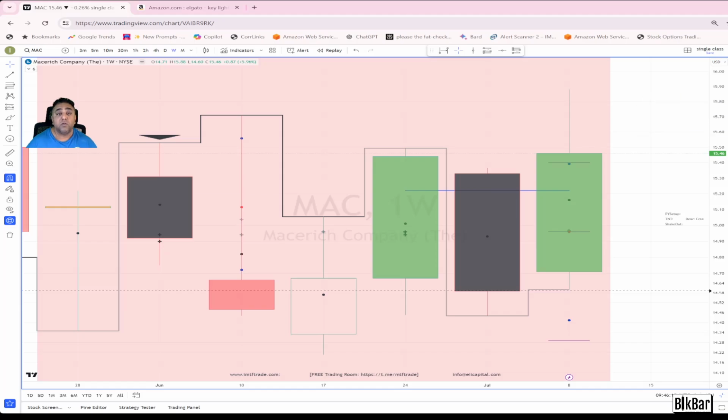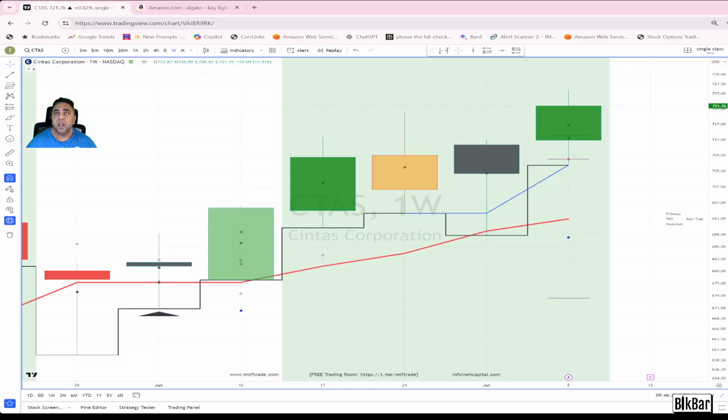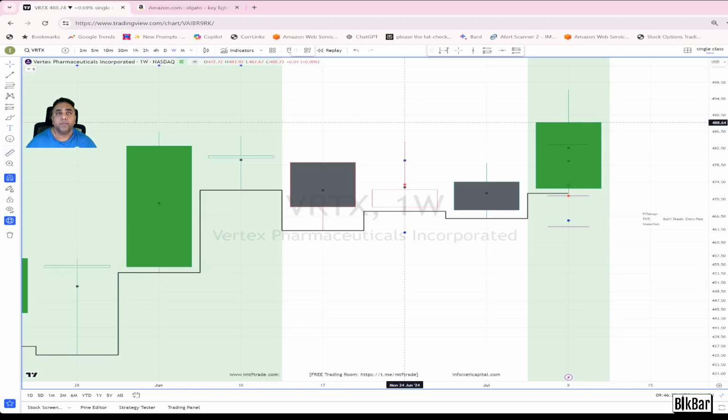So if you look at the results for the high probability shaded trades, you had 1, 2, 3, 4, 5, 6, 7, 8, 9, 10, 11, 12, 13, 14, 15, 16. You had 16 winners, three losses, and about 6 or 7 break even. Not bad if you think about it, okay?